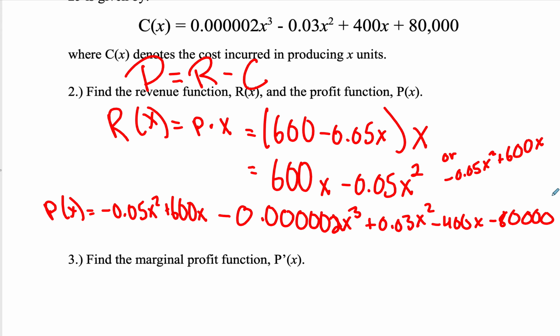This makes sense because what this tells me is that if I produce and sell 0 things, so x is 0, then what I lose is $80,000. And that makes sense. If you make nothing, not only do you make no money, but then also you lose what it cost you, right?